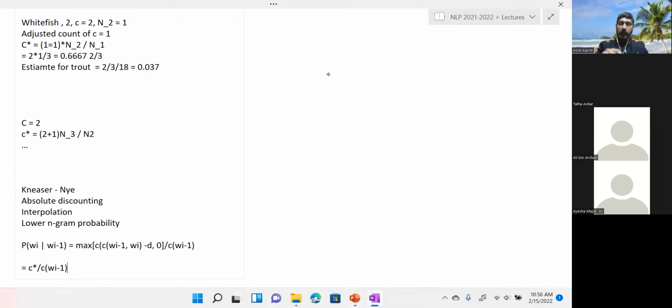Simply by minusing D. Of course, if after minusing you get a value less than 0, you retain the value 0. That's why you have the max there.